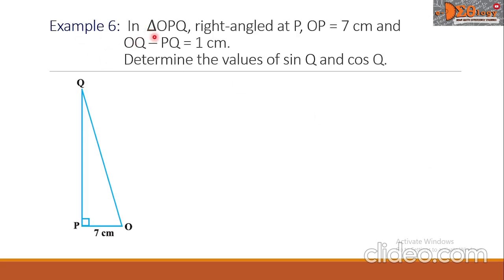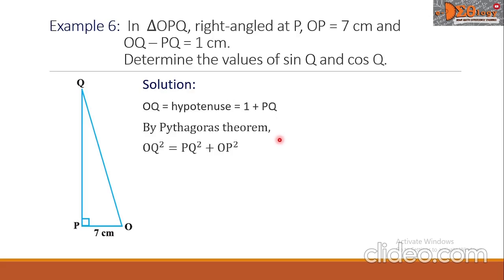Example 6. In triangle OPQ, right angled at P, the side OP equals 7 cm and OQ minus PQ equals 1 cm. Determine the values of sine Q and cosine Q. This is our figure. The side OQ is the hypotenuse. In the given it says OQ minus PQ equals 1 cm. We can find the value of OQ with respect to PQ. We transpose this negative PQ to the right. So OQ equals 1 plus PQ.